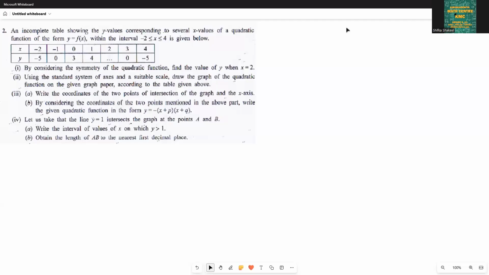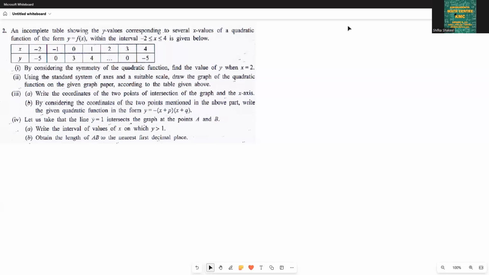Hello children, today we are going to discuss the 2024-2025 O-Level Maths paper, question number 2. An incomplete table showing the y values corresponding to several x values of a quadratic function of the form y equal f of x within the interval minus 2 to plus 4 is given below. The table consists of x values and y values. One y value is missing.